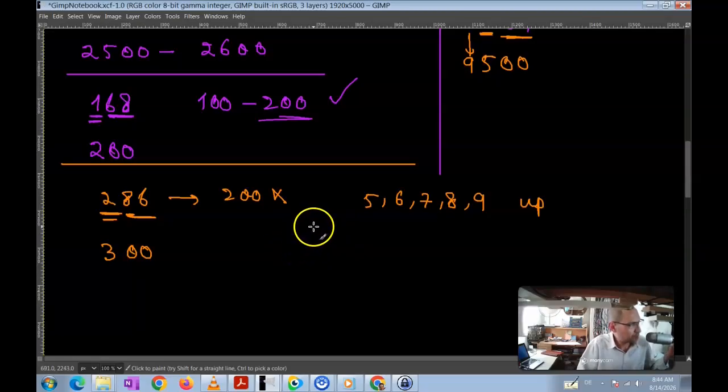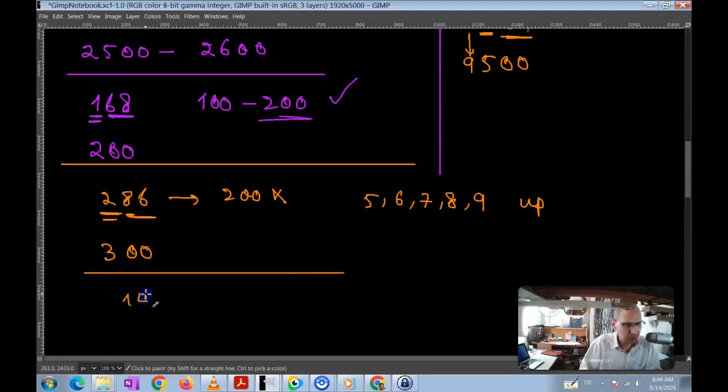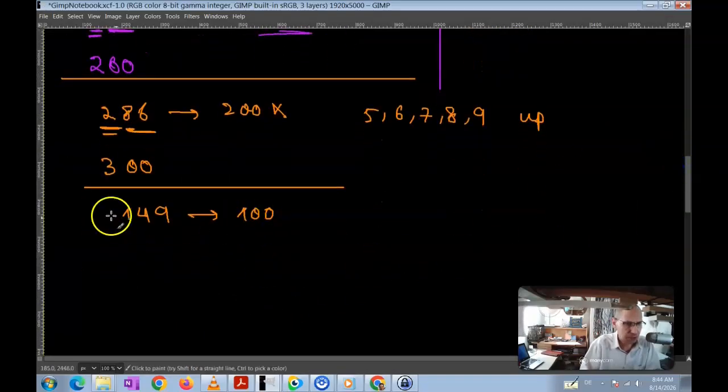And then, for example, another example is 149, which has been rounded to essentially 100, which is not wrong. It's right, because 149 is some number between 100 and 200, and it's much closer to 100, which means that we'll end up with 100.